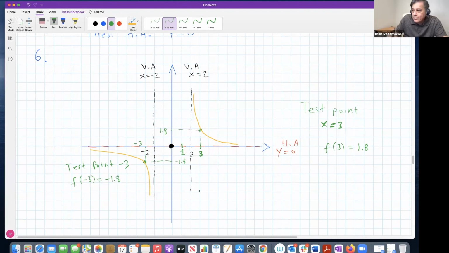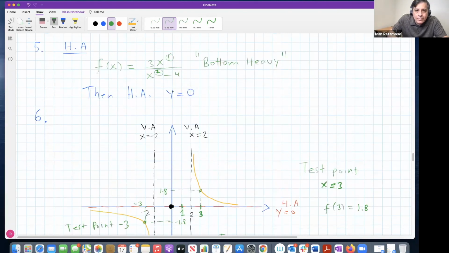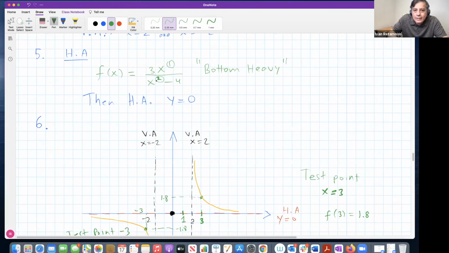So for test point 1, f of 1 equals, if you put 1 in this function, 3 times 1, 3, over 1 squared, 1, minus 4, minus 3 into 3, minus 1, right?